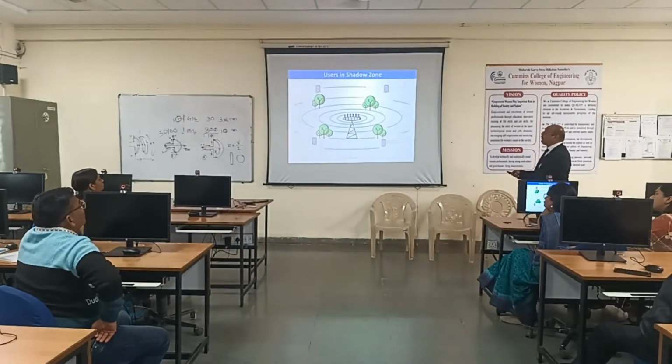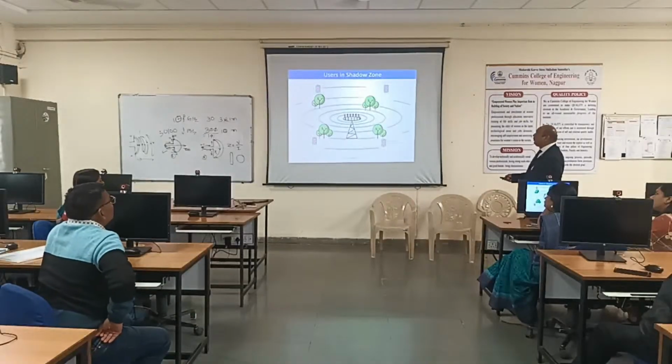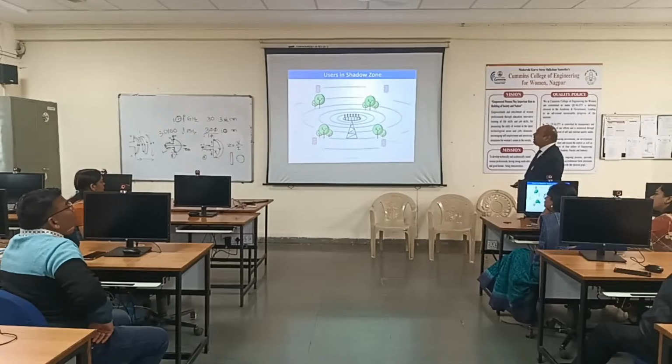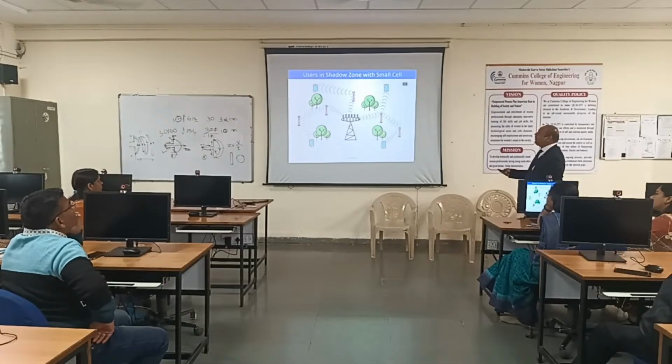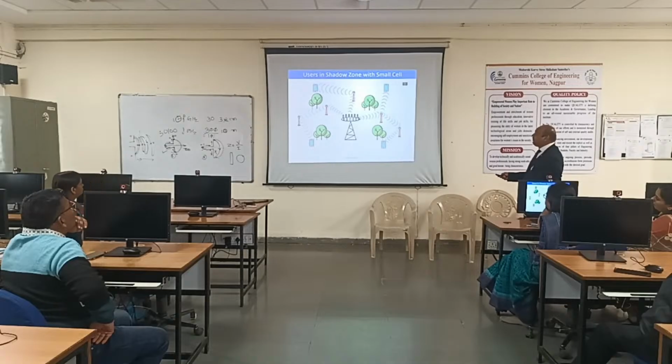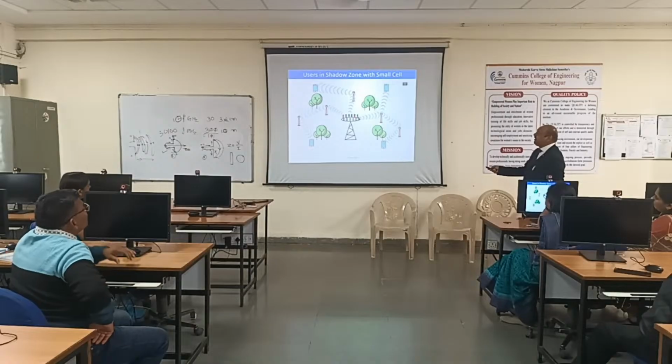So if the user is here, not getting the signal because of being beyond the tree, they will not get the signal. Next, then how to solve? Then we have to deploy the same antenna. Here the signal goes from the base station to the same antenna and then goes in. Direct नहीं जा रहा है, indirect way.